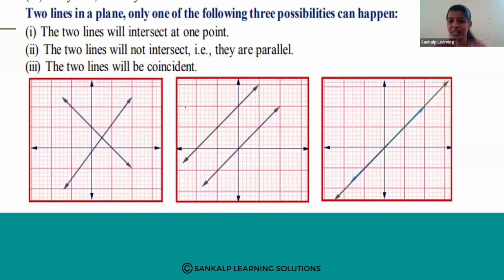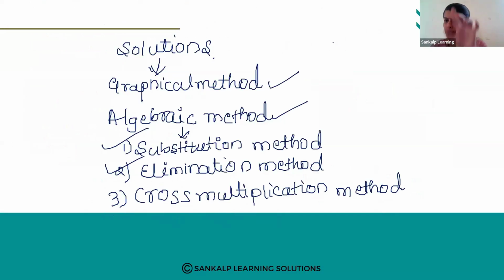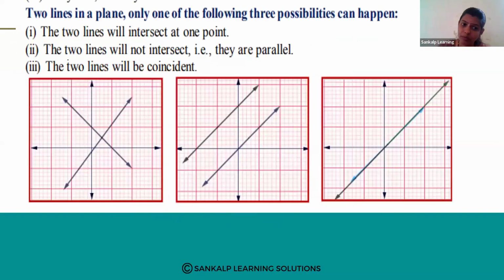So now we'll study about the very, very important things. That is, for two lines in a plane, only one of the following three possibilities can happen. See, if you draw a graph, here a pair of linear equations is there. That means we are getting two lines. When there is a pair, how many lines will you get? Two lines in the graph. So how will our two lines come in the graph? There are three possibilities. One possibility is both the lines will intersect at a particular point.